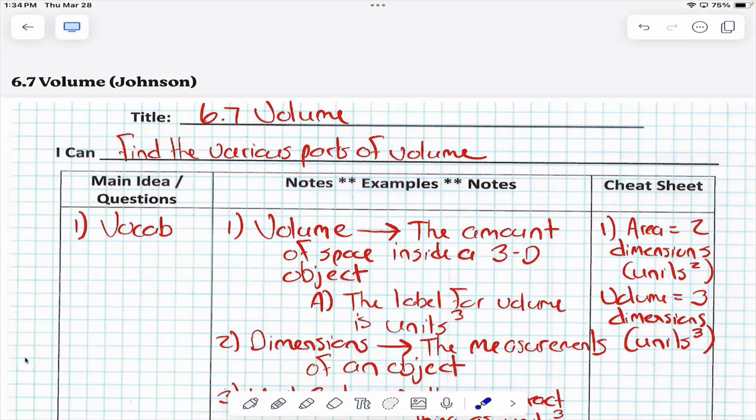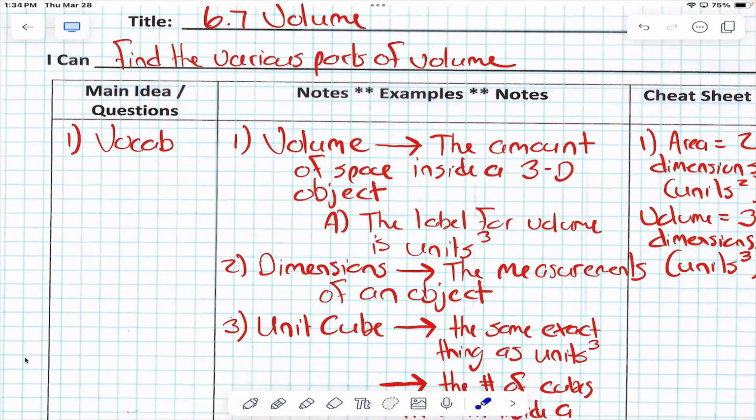Rogers. Today we finished volume. Can you find volume? Yes. Can you even find the different parts that make up volume? Yes. You guys, volume is the amount of space inside of a shape, right?